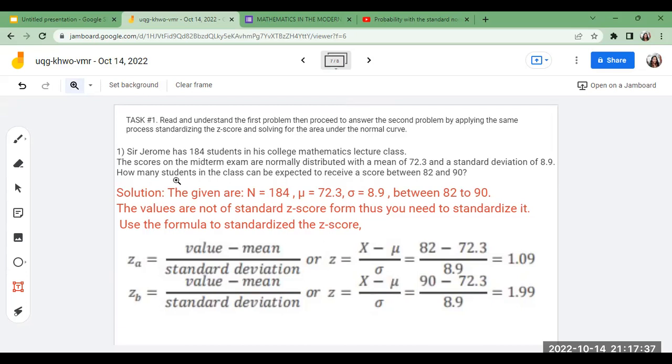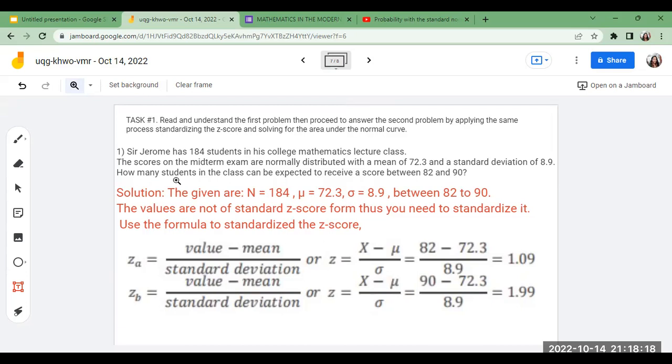So let's solve. So the values are not in standard z-score form, thus you need to standardize it. Now use the formula to standardize the z-score. So let's indicate na si 82, that's for the z of A, and then si 90, that's for the z of B. And z is equal to the value minus mean divided by the standard deviation, or z is equal to x minus mean divided by standard deviation.